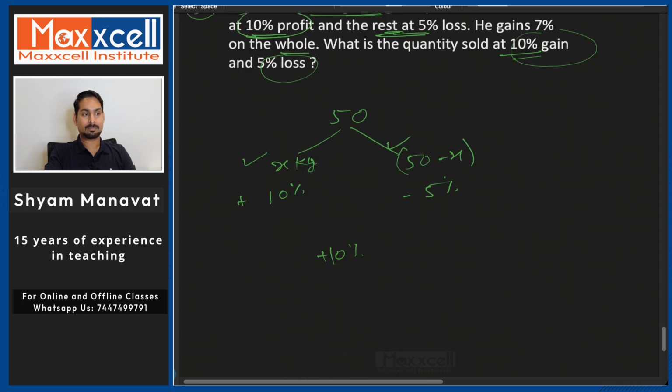Here we got 5% loss, and the mixture has 7% profit. Yeah, on the whole he is gaining. When he calculates overall, mixing all this together, he's having 7% profit, right? So we need to find out the ratio of quantity, and then based on that we can divide the 50 kg to get the answer.